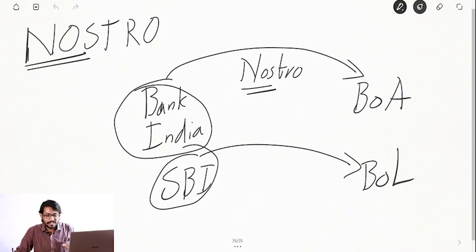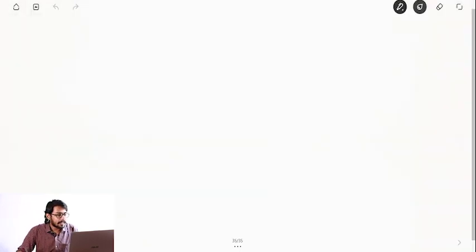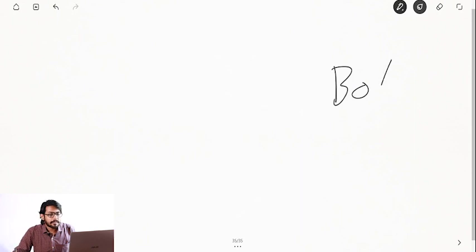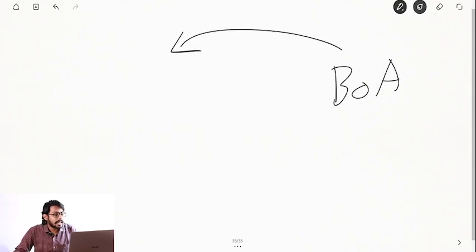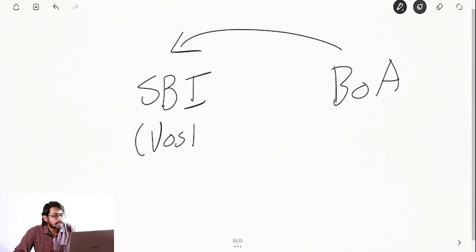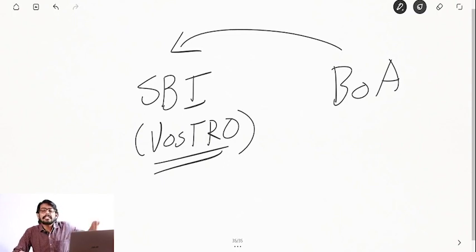Now, the reverse. If a foreign bank, if Bank of America has a rupee account with SBI, that is called SBI's Vostro account. Nostro, SBI has a dollar account with Bank of America, or SBI has a GBP account with Bank of London. That is SBI's Nostro account. If Bank of London opens an account with me in rupees, that is called my Vostro account. This is where transactions happen.